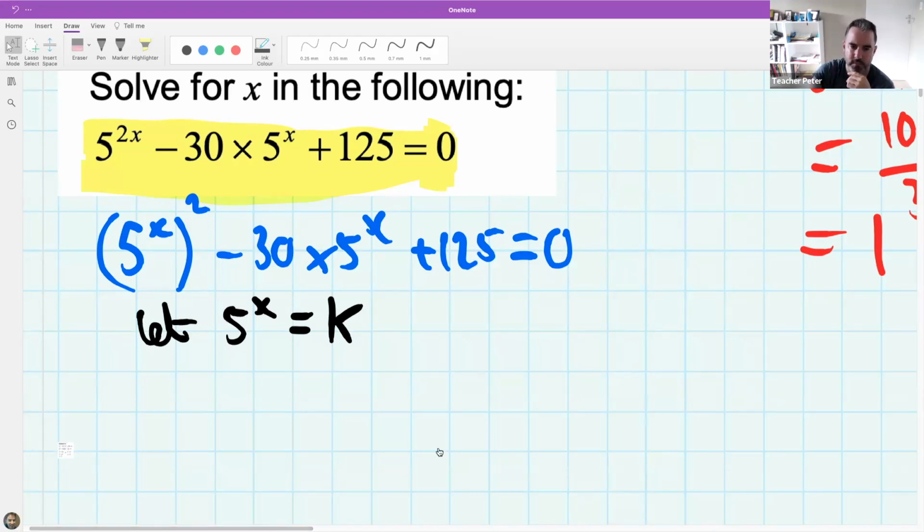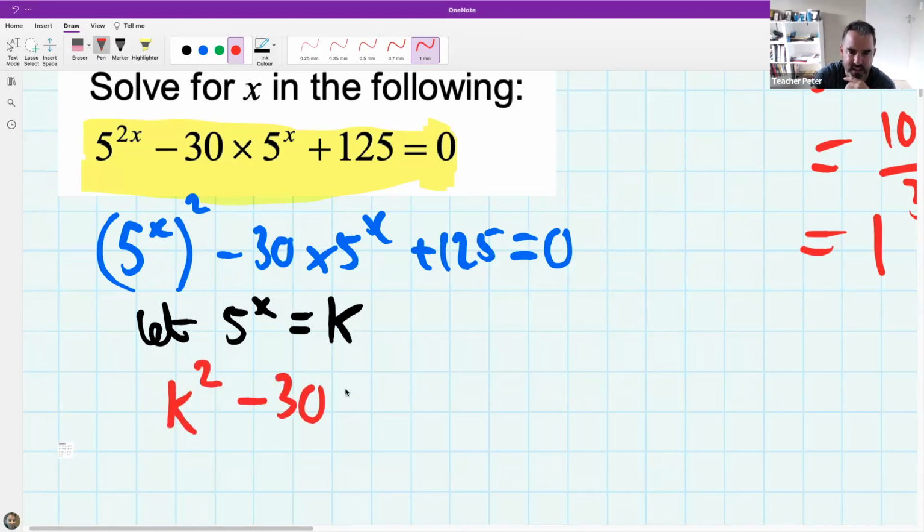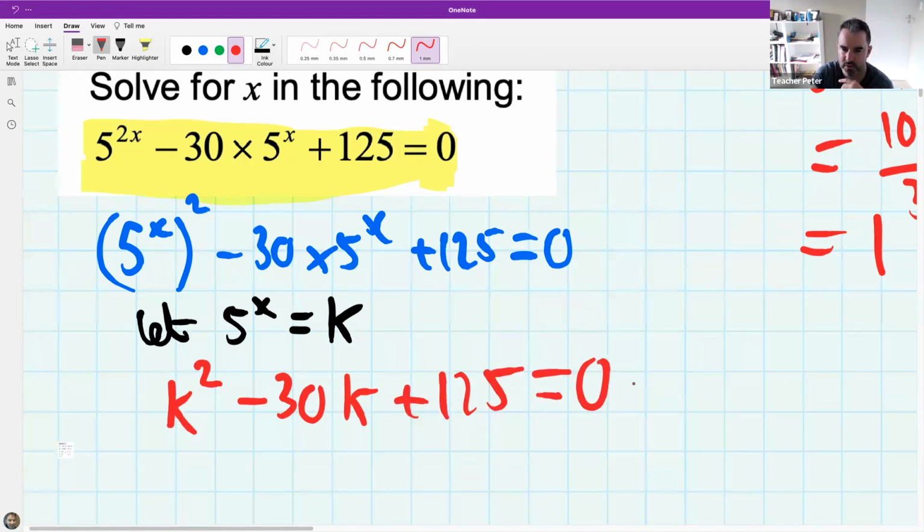So write it down. And so we get, we're going to have k squared minus 30k plus 125 equals 0.